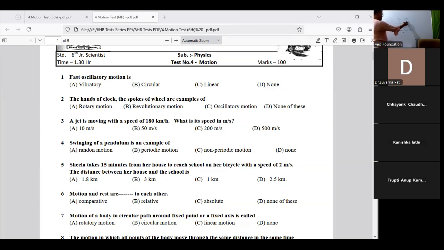Speed is given in meter per second and time is given in minutes. So let us convert minutes into seconds. 15 into 60, 900 seconds. Okay. Distance is equal to speed, 2 meter per second, into time, 900 seconds. So 1800 meter. Distance is 1800 meter, which means 1.8 kilometer. So the correct answer is option A, 1.8.